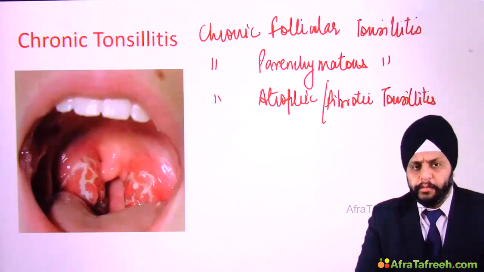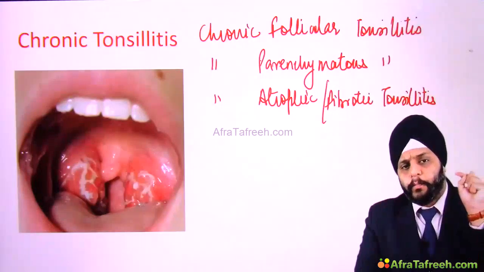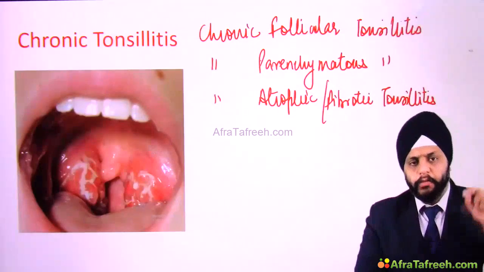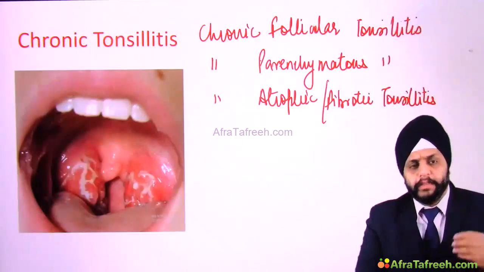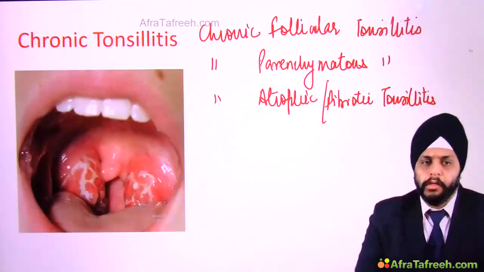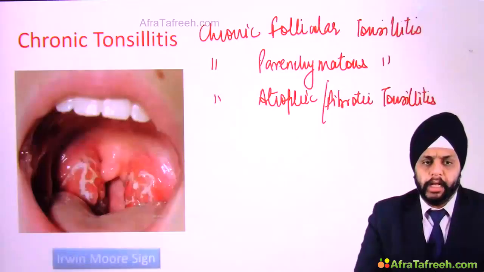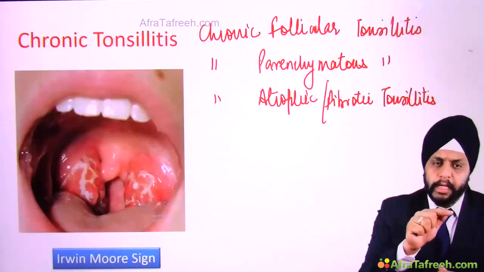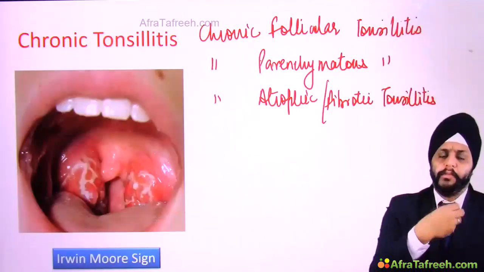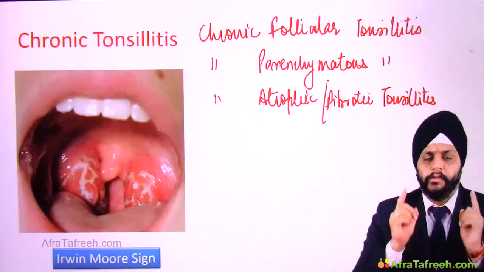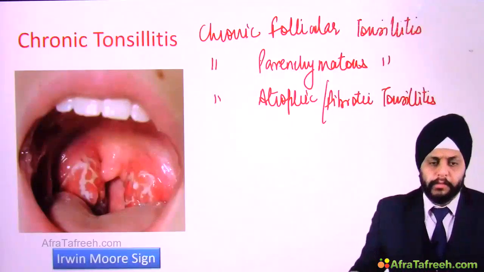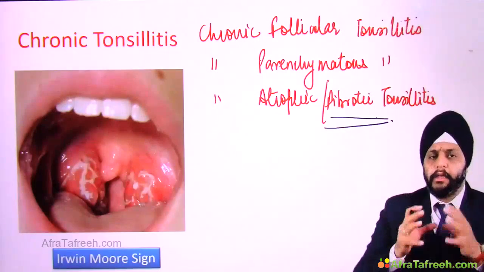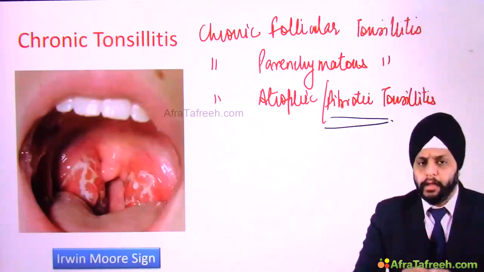What about the fibrotic tonsil? Now what you do is you press over the tonsillar fossa, the anterior tonsillar pillar. You press over the anterior tonsillar pillar and you will see that the cheesy pus comes out from the crypts, and that is known as Irwin-Moore sign. So Irwin-Moore sign is you press on the anterior tonsillar pillar and the pus comes out from the crypt of the tonsil. That shows it is a chronic tonsillitis. So this is very important. If the tonsil is a fibrotic tonsil, it will confirm that there is infection inside the tonsil.